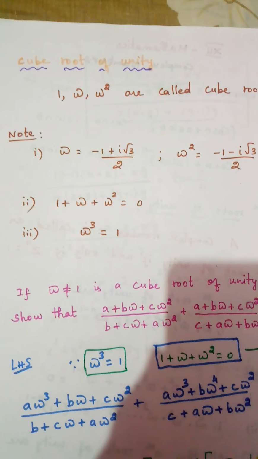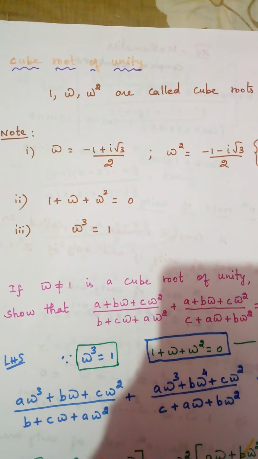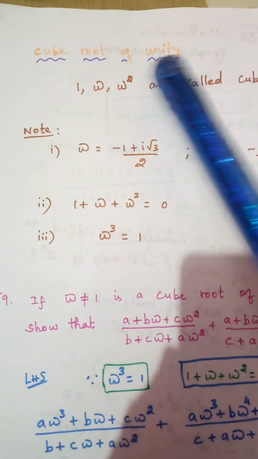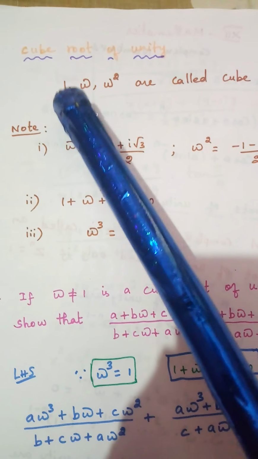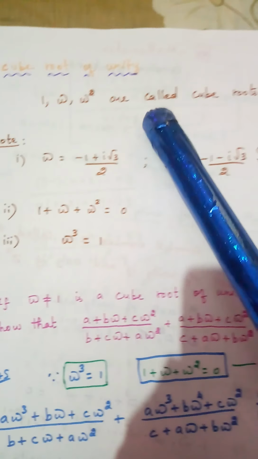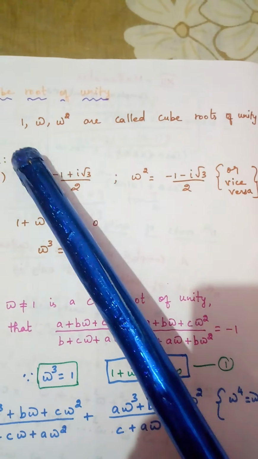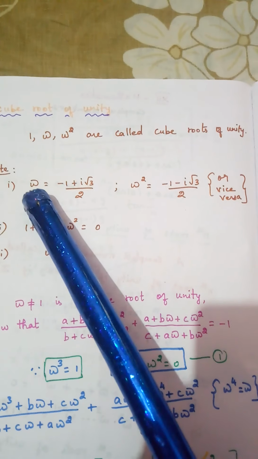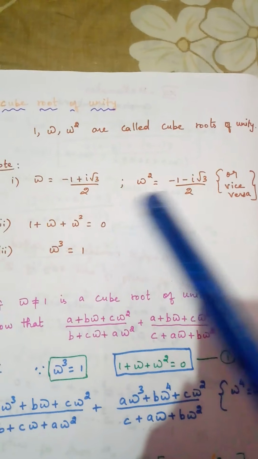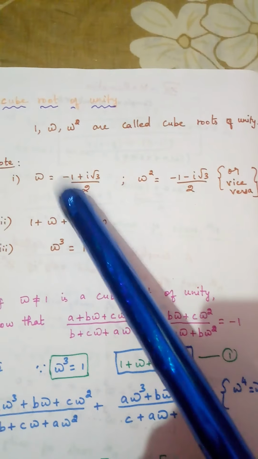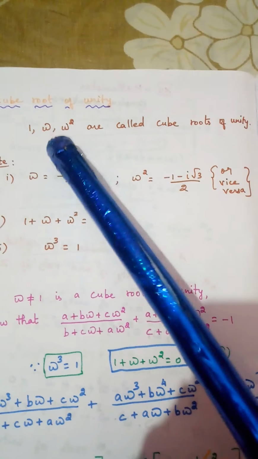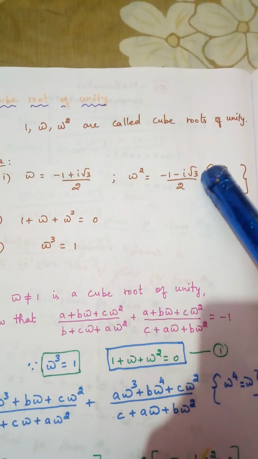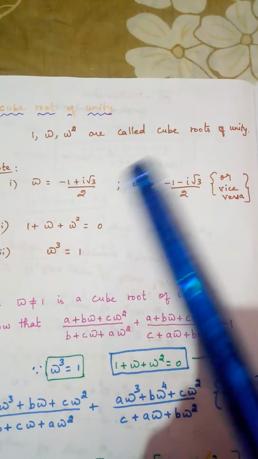The next thing is cube root of unity. What we have seen before is nth root of unity. Now we are going to see what is meant by cube root of unity. Again, I have given it shortly: 1, omega, omega square are called cube roots of unity, where omega is found out. Actually these values are written after deriving it, but we can take the values directly. Omega is found out as minus 1 plus i root 3 by 2. Omega square means minus 1 minus i root 3 by 2, or vice versa. We can change the values also.